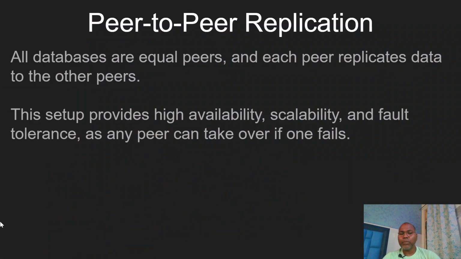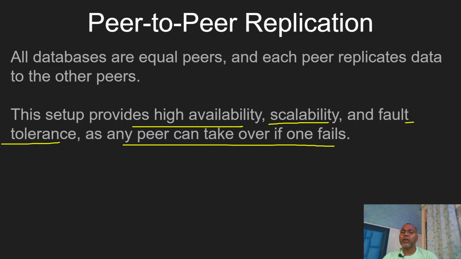This setup generally provides very high availability, scalability, and fault tolerance. One peer can take over if another fails. So in peer-to-peer replication, we are not talking about any master or any slave. All the databases are at the same level with the same capability. We just scale our data and put the same data in multiple copies at different locations.